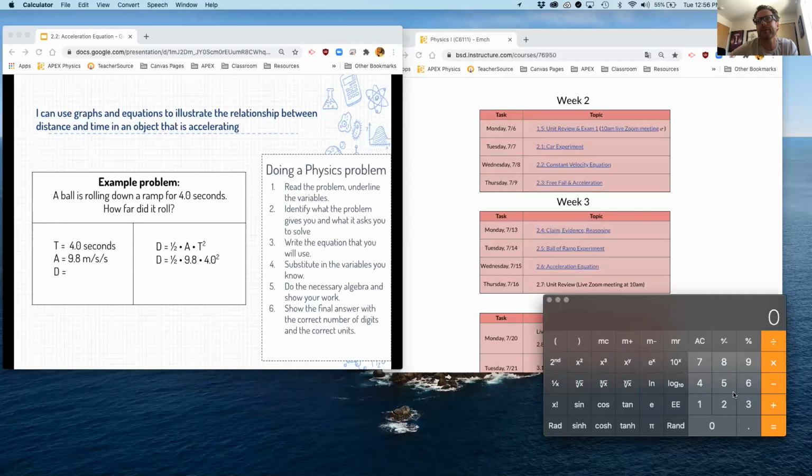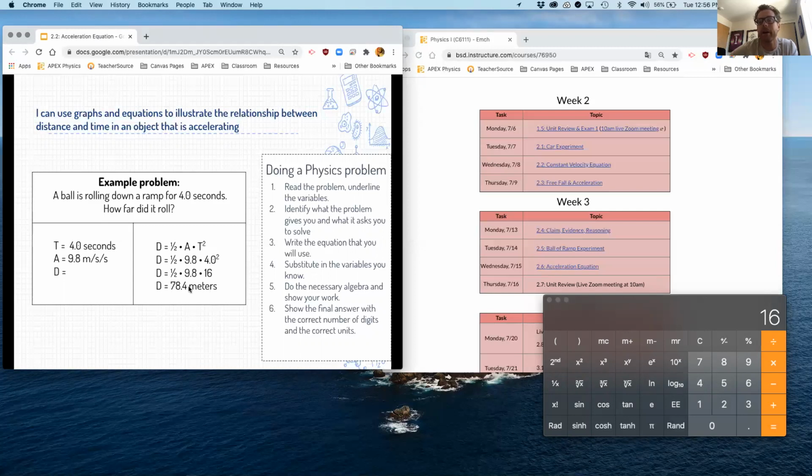A lot of students make this mistake. They go, oh, 4 times 2 is 8. No, 4 squared is 16. So bam, 16. Now I just need to multiply these 3 numbers together, and I get 78.4 meters.